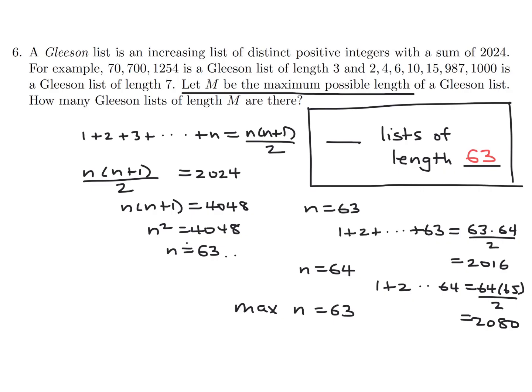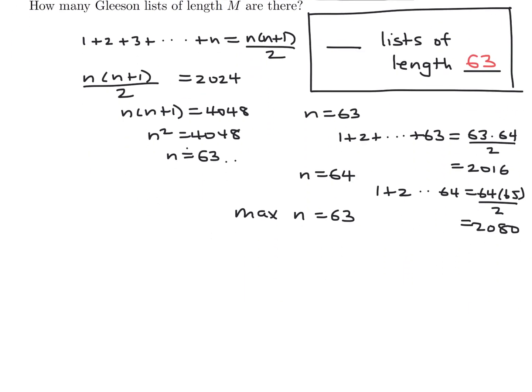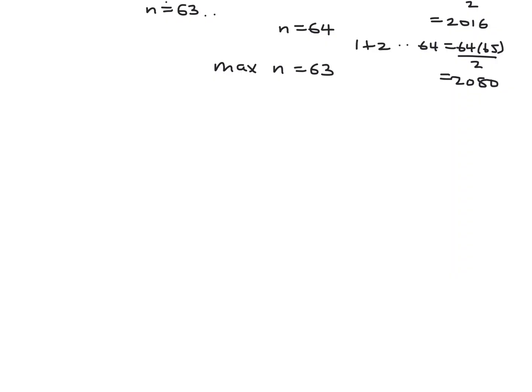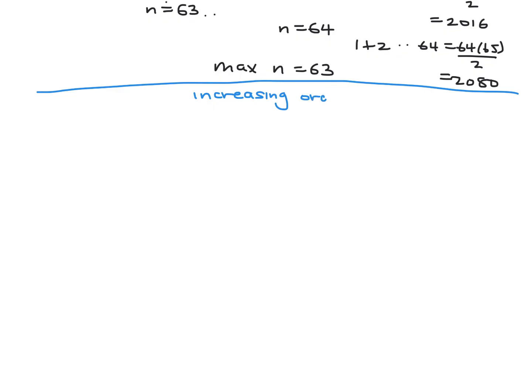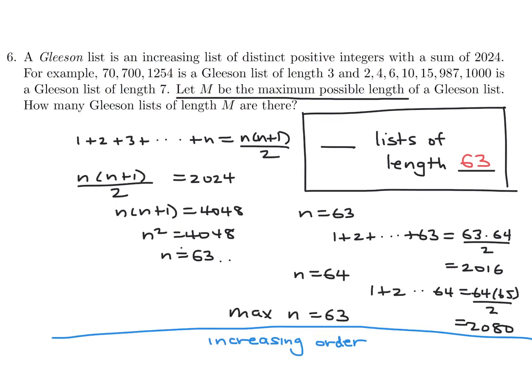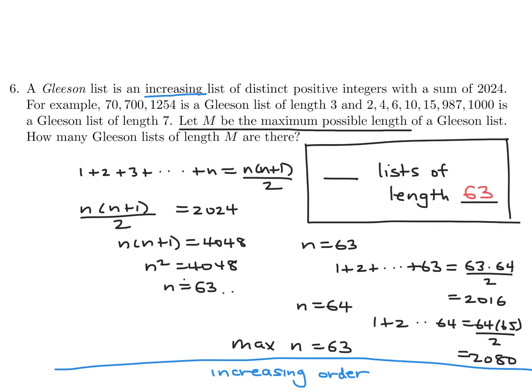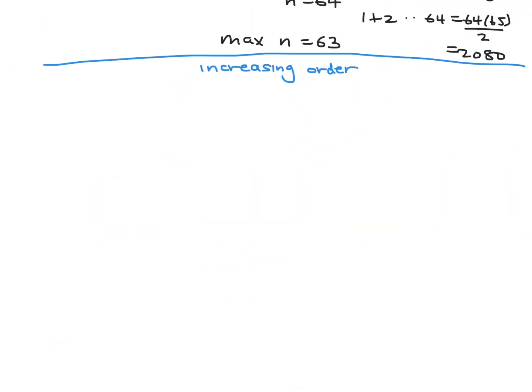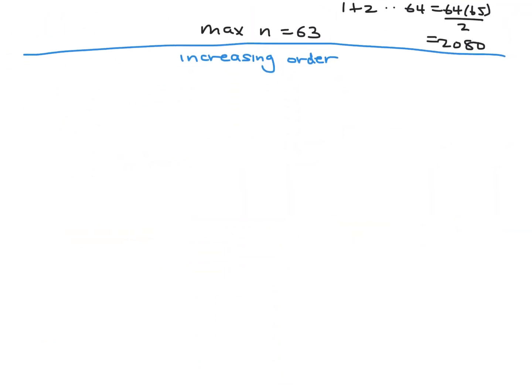Now we have to figure out how many lists there are. Okay, so let's see what we can do. How many lists are there that have a length of 63? Now, the important thing is that these are in increasing order. I think that's a criteria. Let me just double check here. Yes, increasing list. So that's very important. That actually helps us out. It kind of narrows things down.